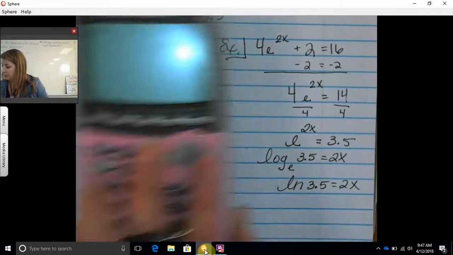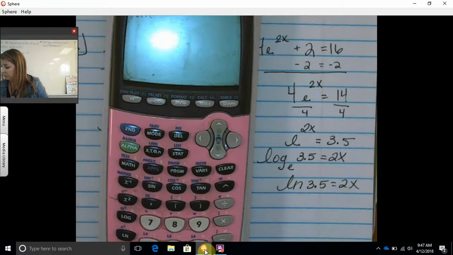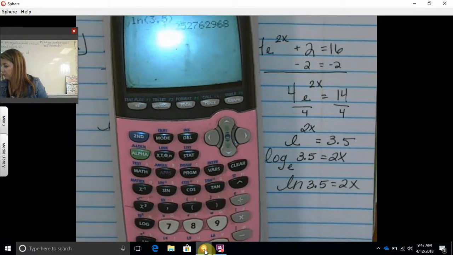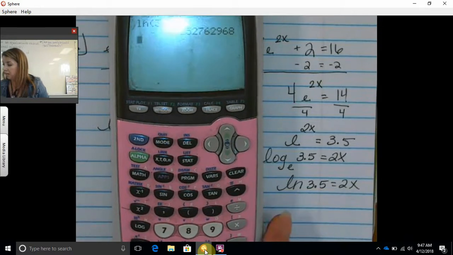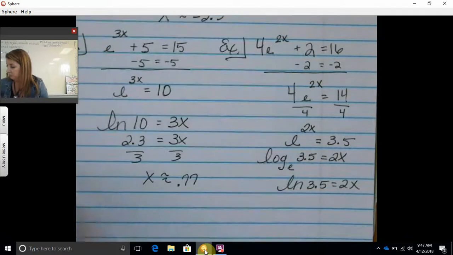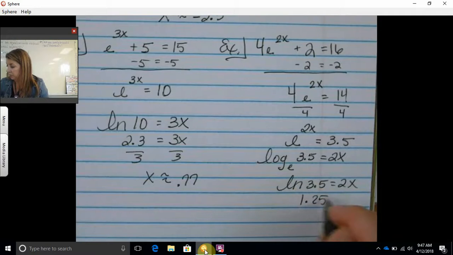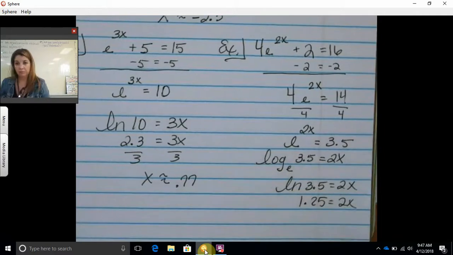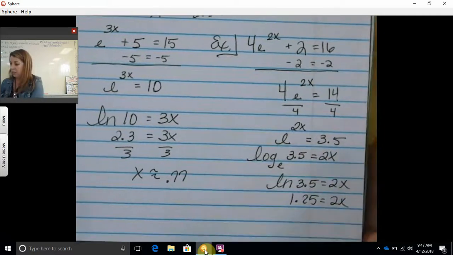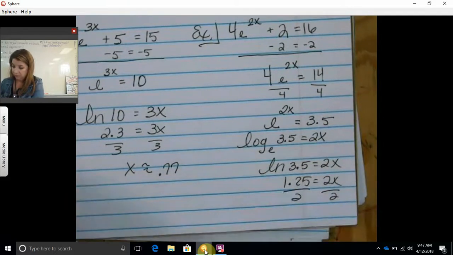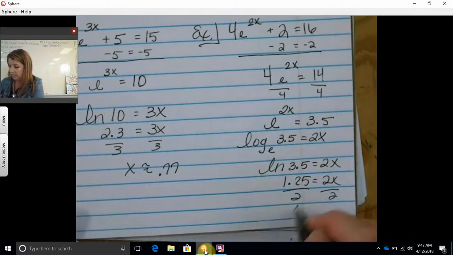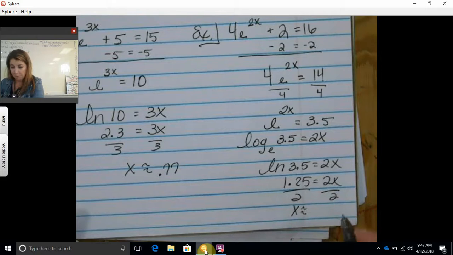Evaluate natural log of 3.5 in your calculator. What'd you say? 12.5? Oh, okay, I was going to say 1.25 equals 2x. And then I will divide by 2. And x is approximately 0.63, I'll go with.